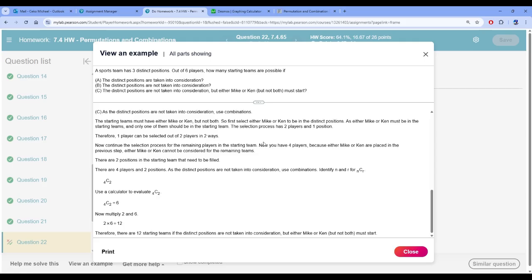Now you have 4 players, because Mike and Ken are placed in the previous step and cannot be considered in the remaining steps. I gotcha. There are 2 positions in the starting team that need to be filled. There are 4 players and 2 positions. Yep. So the last 2 needs to be 4 choose 2, which gives us that, and multiply 2 times that. Therefore, this.